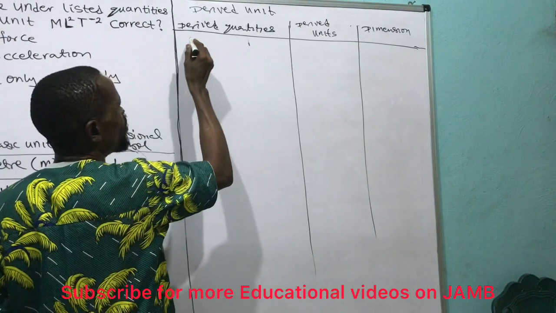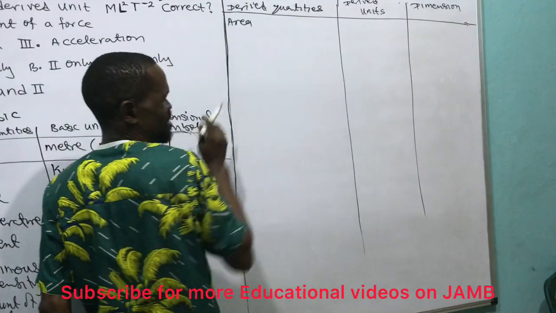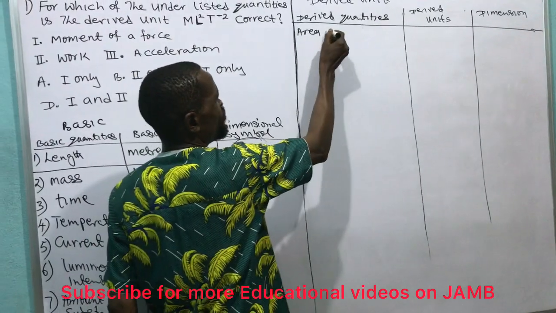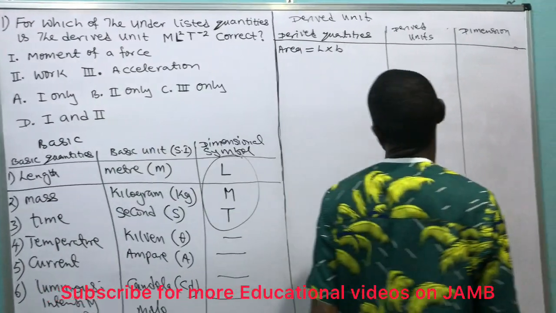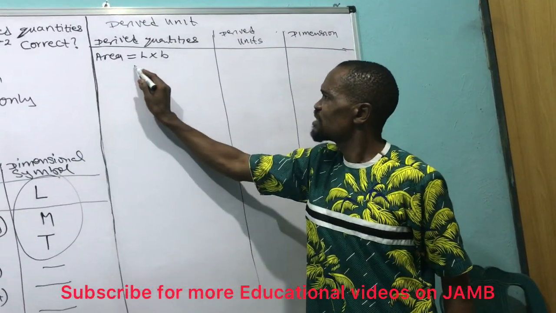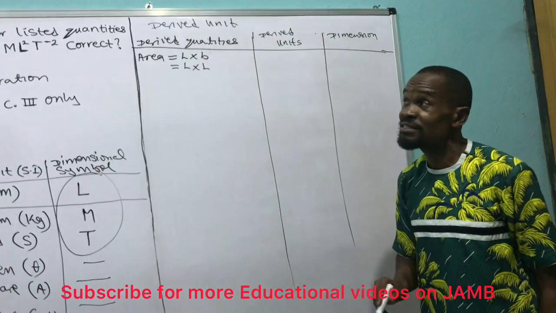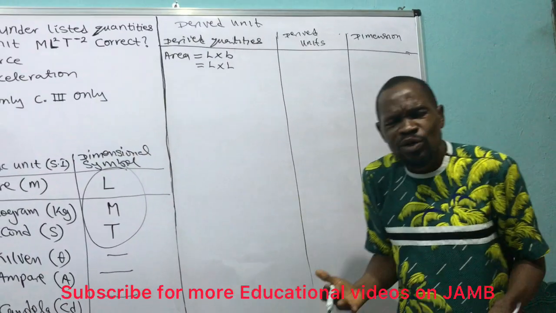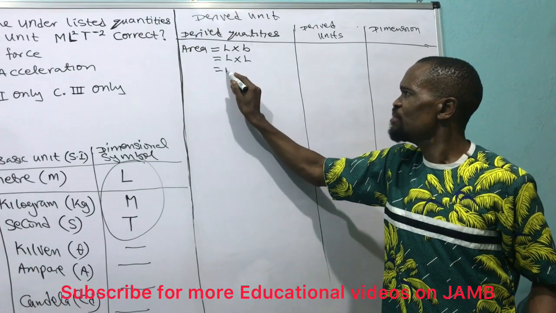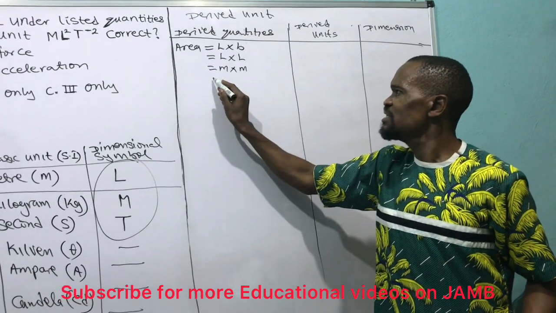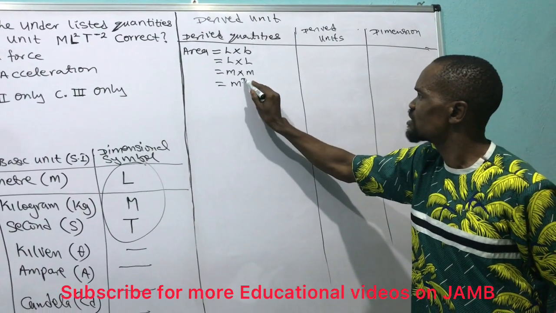I come to number one: area. What's the definition of area? Length times breadth. And breadth is the same thing as length, so area is length times length. The unit of length is meter, so meter times meter gives meter squared. So the unit of area is meter squared.